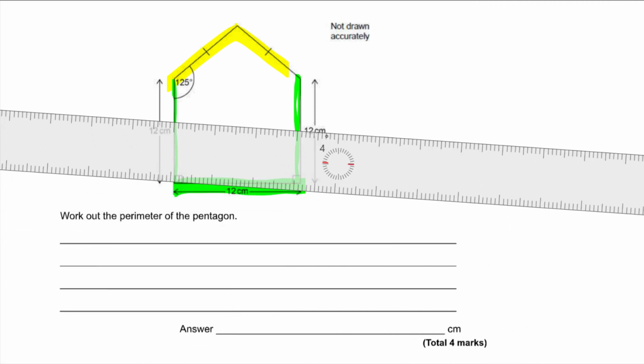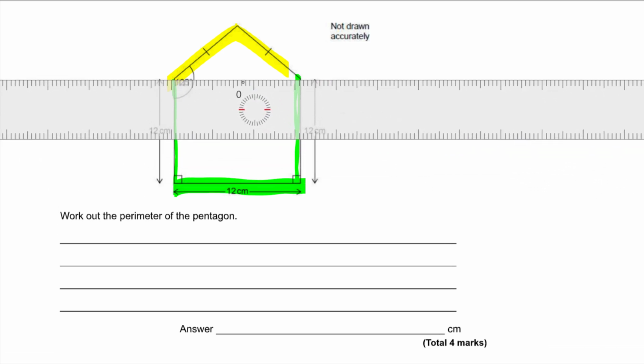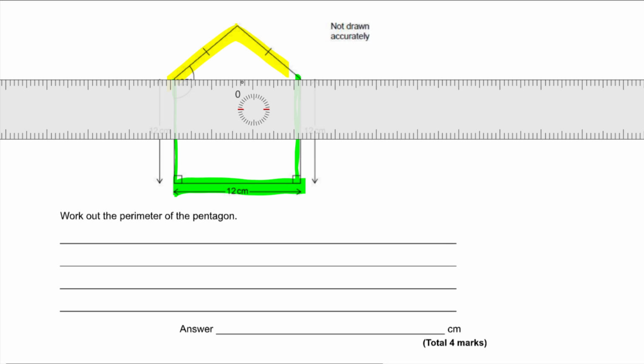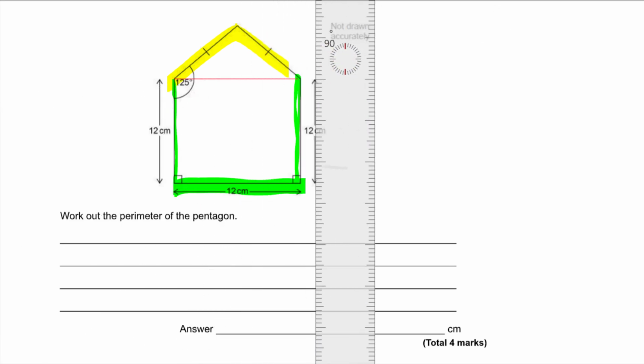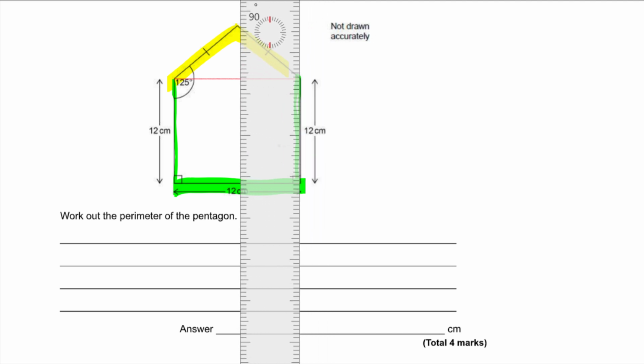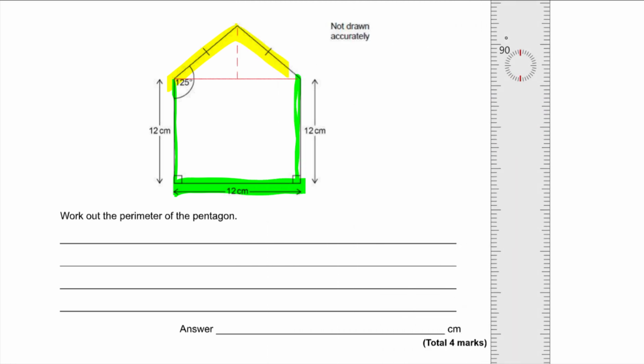Okay, I'm going to make a line across here. And I'm also going to make a line going in this direction because I'm not sure that angle at the top. It looks quite right angle-ish, but it's not drawn accurately. And I'm not going to be fooled into thinking I can just make it a right angle. I need a right angle for trigonometry, so I'm going to add the right angle there.